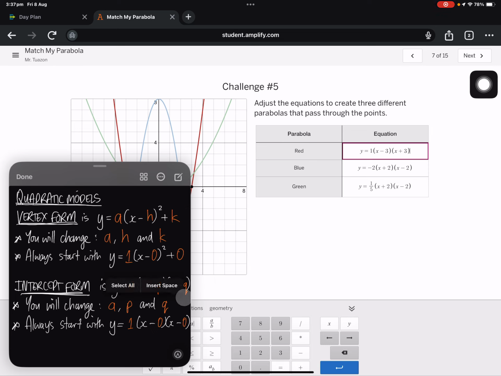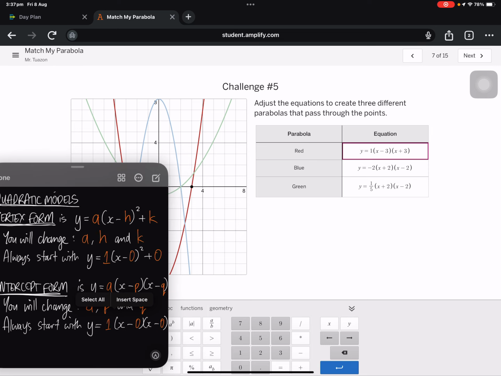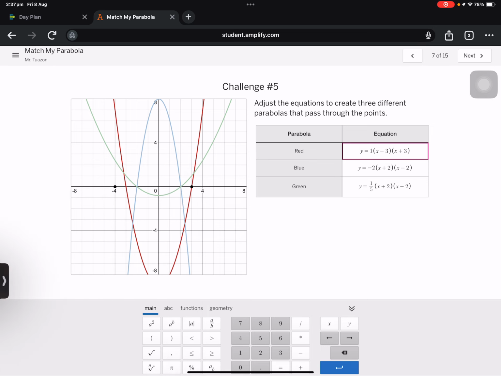Okay, hopefully that video helps you out with these challenges. Have fun getting through them and messing around. You do not need to get the answer straight away. You are supposed to experiment with this. Change the letters that I've indicated here: a, h, and k in the first one, a, p, and q in the second one. Mess around with those forms and hopefully you can get those answers right.